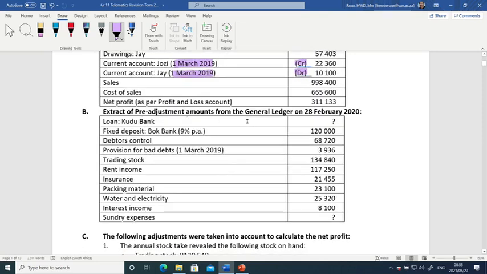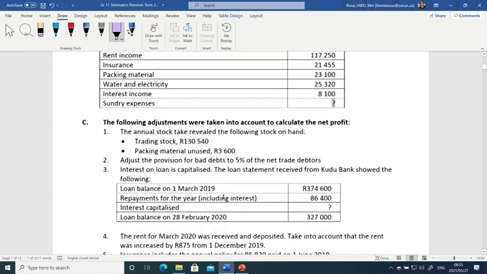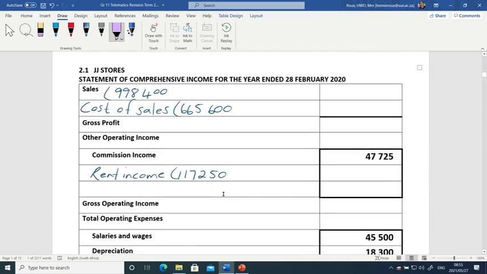Then the extract from the pre-adjustment amounts at the end of the year, 28th of February 2020. Loan, fixed deposit, debtors, provision for bad debts at the beginning of the year, 3936, trading stock, rent income, insurance, expenses, and then they give you a question mark for sundry expenses, so that will most probably be your balancing figure. They give you adjustments, and like I said, the first step, you copy information from the question paper. So you fill in sales from the question paper. Please make sure that you use a ruler, that you don't copy the wrong amounts.